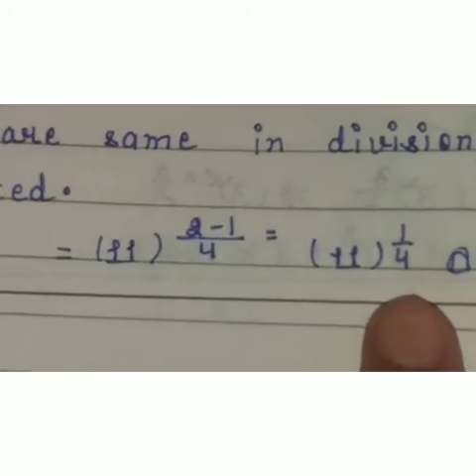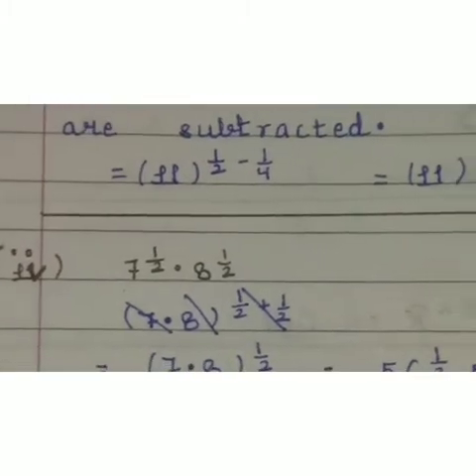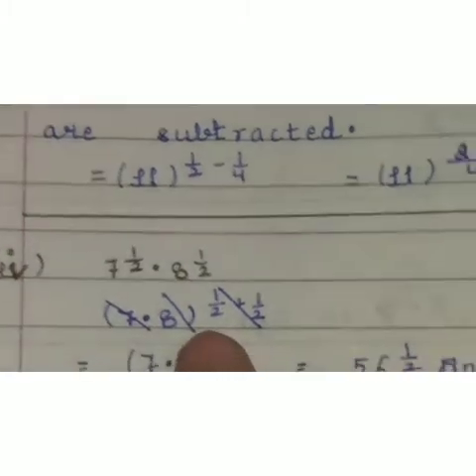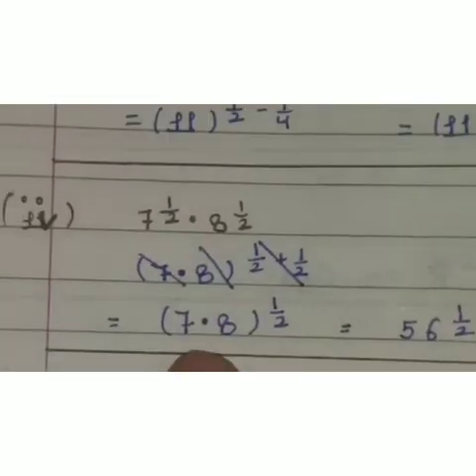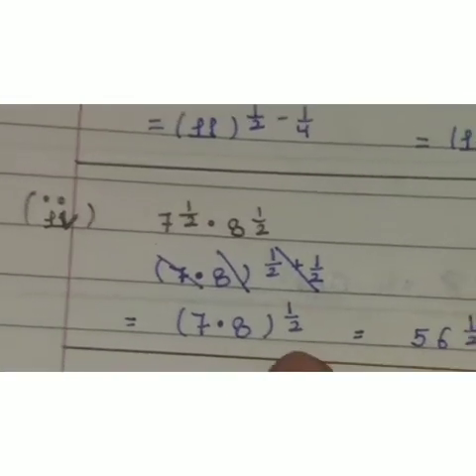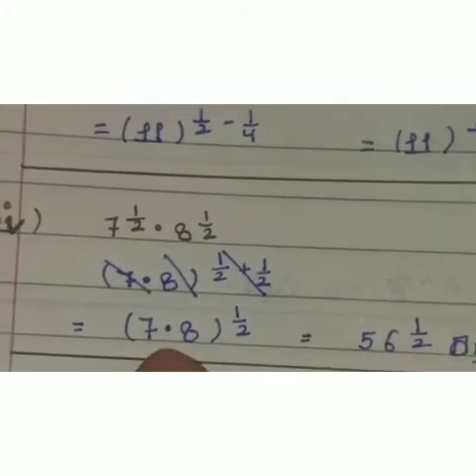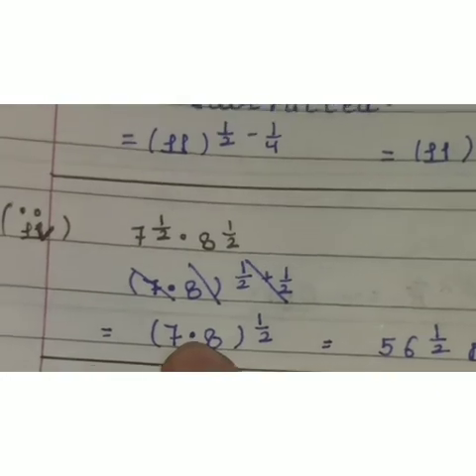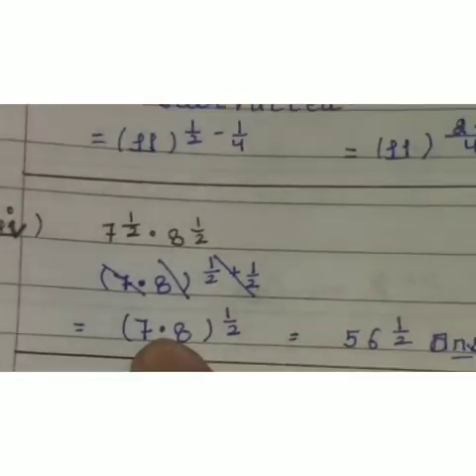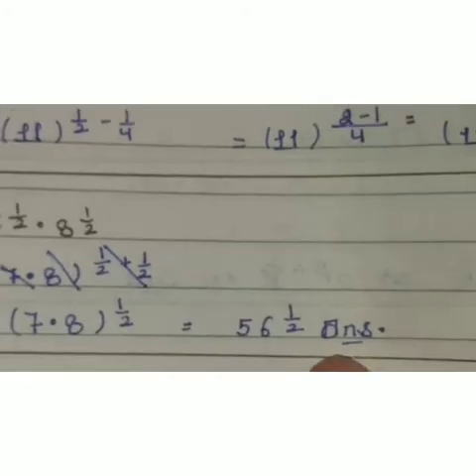Moving to fourth part. Now in this case, the bases are not same, but the powers are same. So we will have to do this. We will put the bases in one bracket, and the power outside the bracket. Then 7 8s are 56, because this dot indicates multiplication. Then 56 to the power 1 upon 2 we get as our answer.